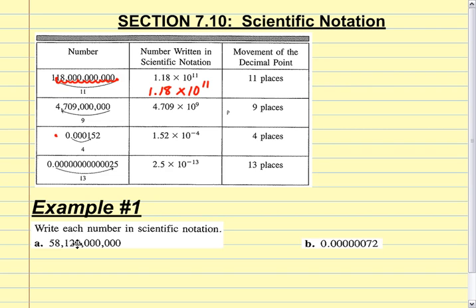We need it to be between 1 and 10, so I need to make it bigger. I need to move the decimal point 1, 2, 3, 4 times. All right, so now it's at 1.52, but I made it a lot bigger. So I need to multiply it by a small number to keep it equal to what it was before. So it's 10 to the negative 4.